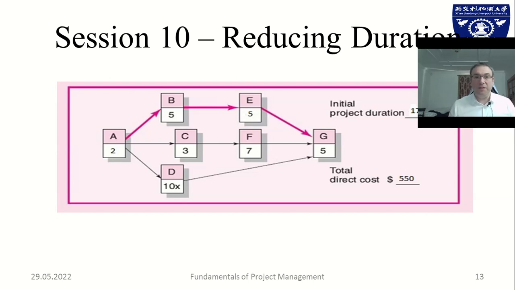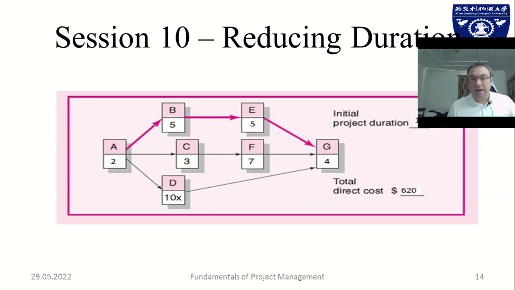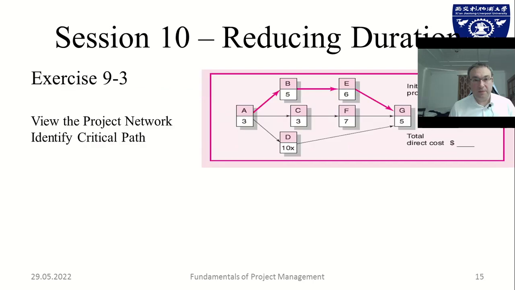Now we have still the same critical path, and the paths B, E, C, F, and D are already at 10 days, which means we can't crash any of these activities, D already being crashed to the maximum. So we need to look at A and G. And now we are crashing G for a total project duration of 16 days and total direct cost of 620.